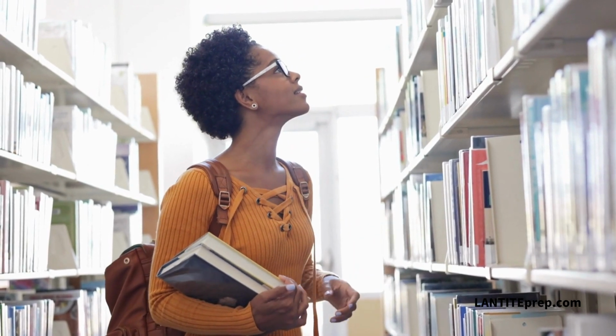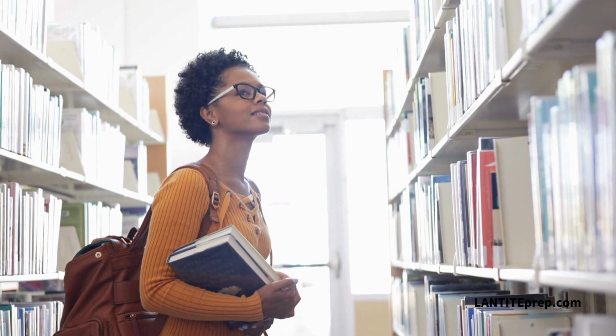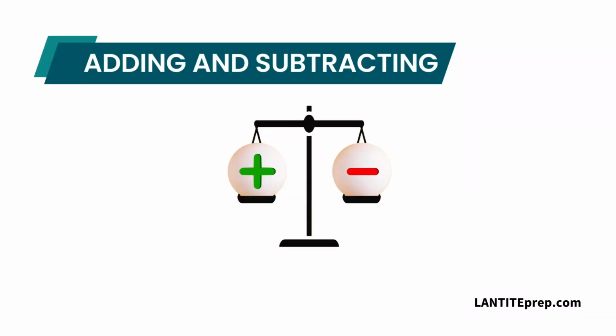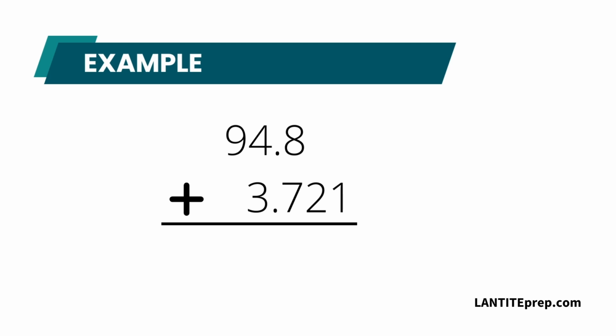On your LANTITE exam, you will likely be asked to solve problems with decimals. So let's give you a refresher for how that's done by starting with adding and subtracting decimals. What's most important here is keeping your work neat and always making sure to align the decimal points. Let's start with this example, 94.8 plus 3.721. Pause the video here and try to work the problem out. Come back when you're ready for the solution.